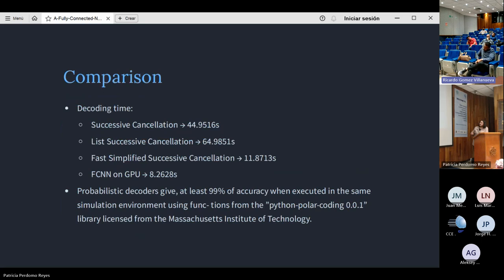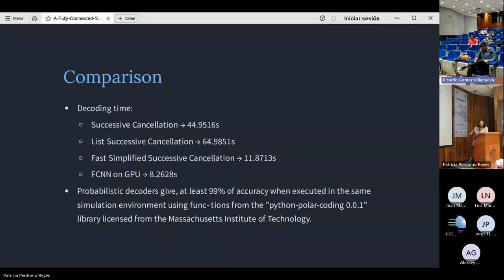Those are probabilistic decoders that are in the state of the art. For 20,000 codewords, the successive cancellation did it in 44 seconds. Another is 64 seconds, and the fast simplified successive cancellation is one of the best. It does the decoding in 11 seconds.